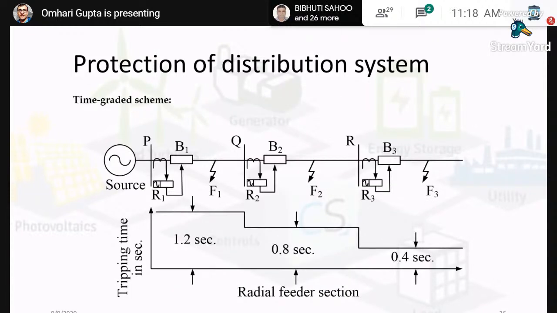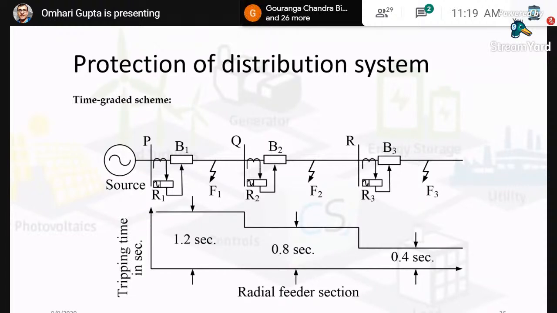There can be three schemes possible, as we have studied already earlier: time graded, current graded, and a combination of both. In the time graded scheme, when you move towards the source, the operating time will increase. As you can see, if we move towards the load, the first setting is 0.4 second, which is far away from the source. The middle feeder has a setting of 0.8 second, and then 1.2 second is for the relay situated close to the source or the substation.